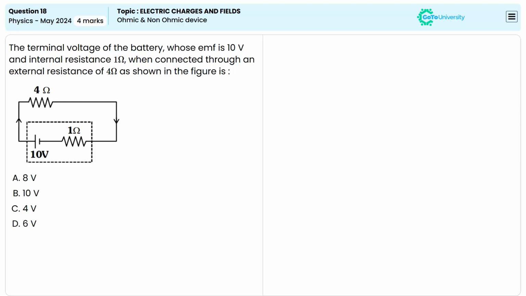What is the value of terminal voltage, where the circuit is shown in a diagram? It's known that the terminal voltage can be calculated using the formula E minus IR, where E is representing the value of EMF from the battery, which is given as 10 volt in the question.